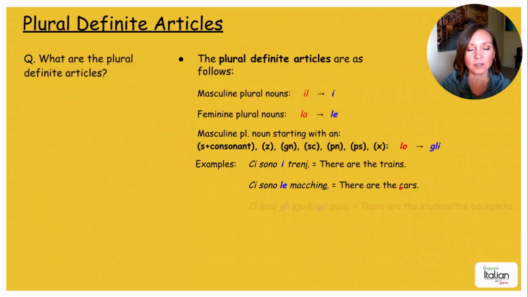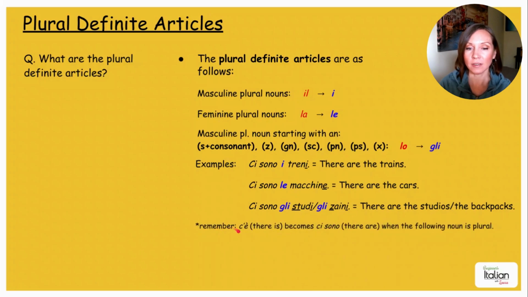There are the cars. Ci sono gli studi and gli zaini. There are the studios or the backpacks. Okay, so again, the lo changes into gli when they become plural. Okay, so gli studi, gli zaini.